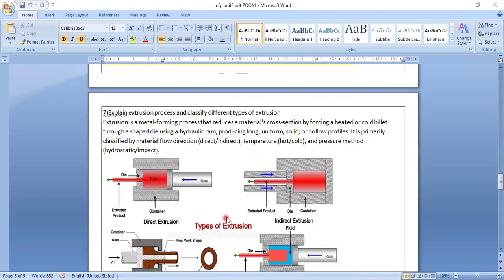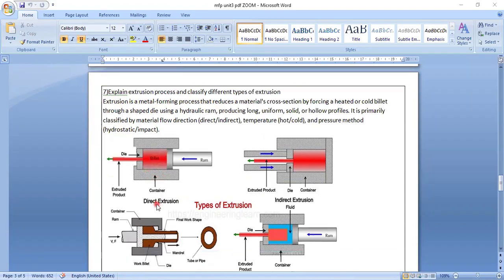What is the seventh question? Explain the extrusion process. So here the extrusion process is there. Different types of extrusion process: direct extrusion process, indirect extrusion process. So a ram is used here. Ram is used, some force is given to this one, and wires are coming out of this die.